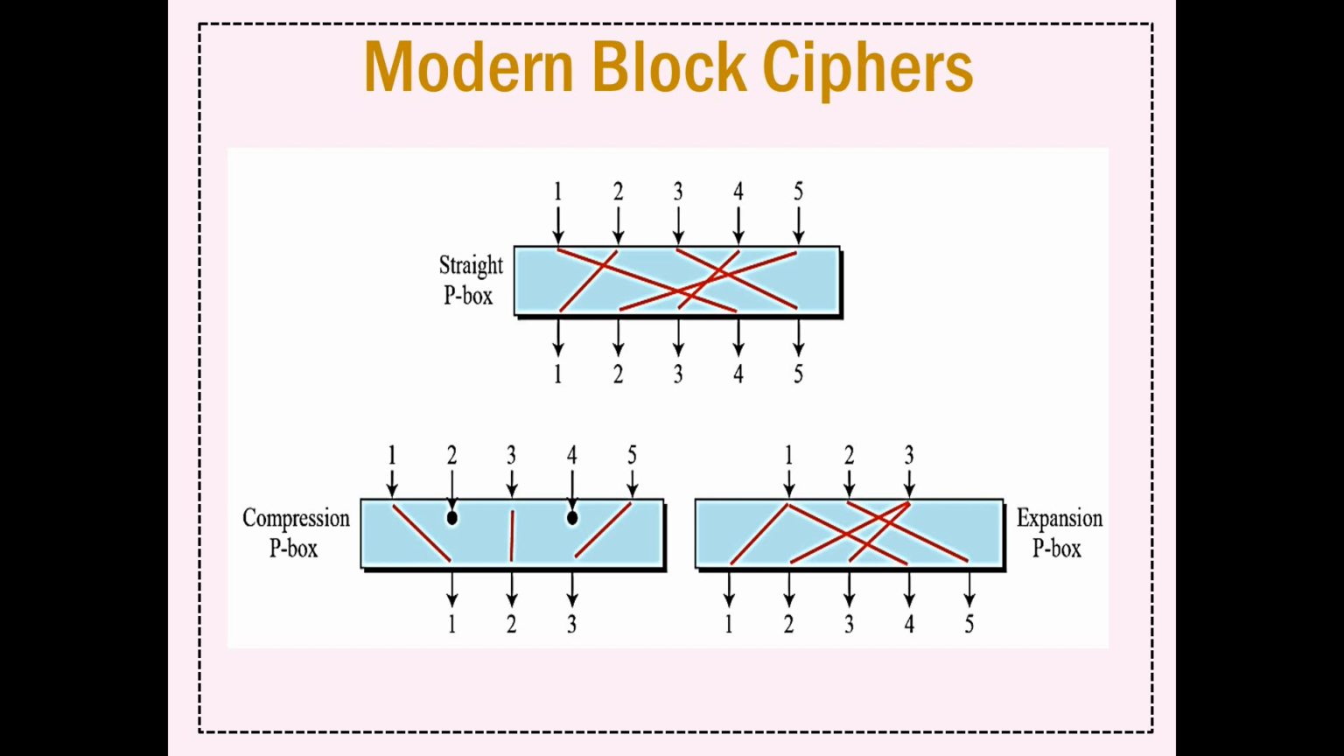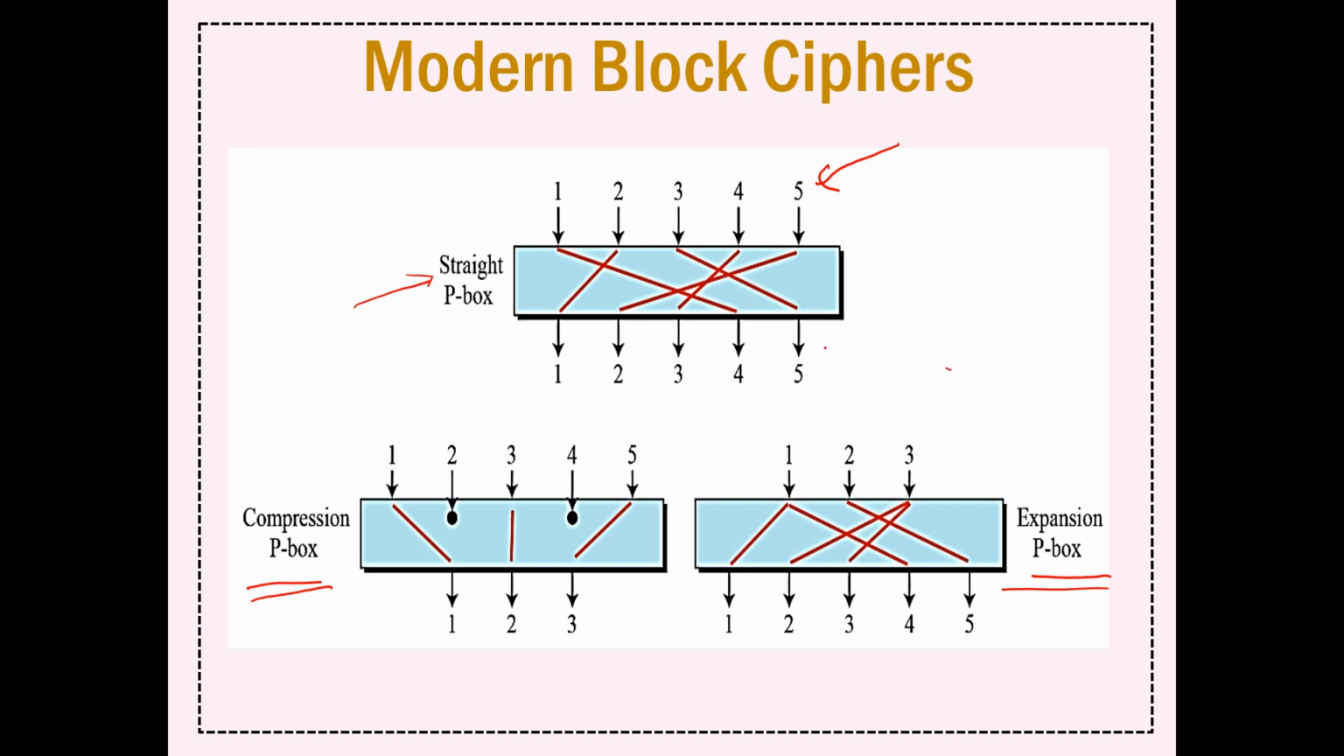If you observe closely, there are three types of P-boxes that are mostly used. The first one is called the straight P-box, which is given over here. The next one is called the compression P-box, and the next one is called the expansion P-box. From the diagram, it is very intuitive and you can clearly understand the purpose of the P-box. If you observe the first one, the straight P-box, we have 5 inputs over here: 1, 2, 3, 4, 5.